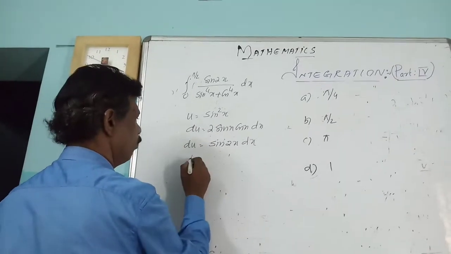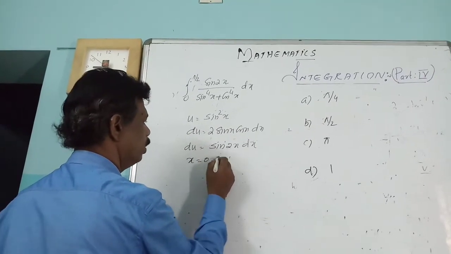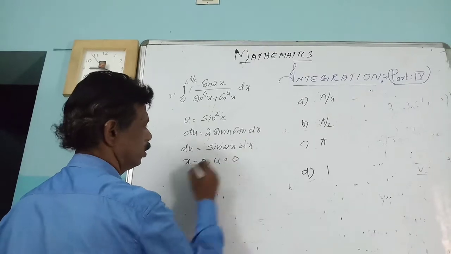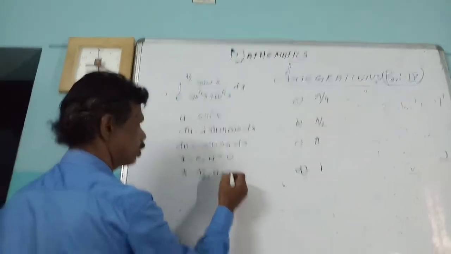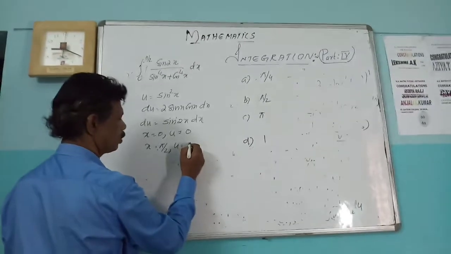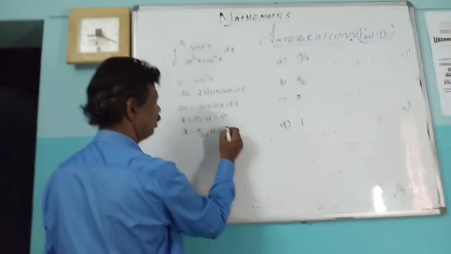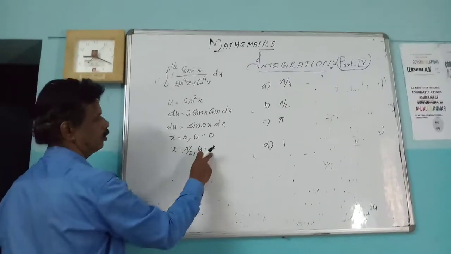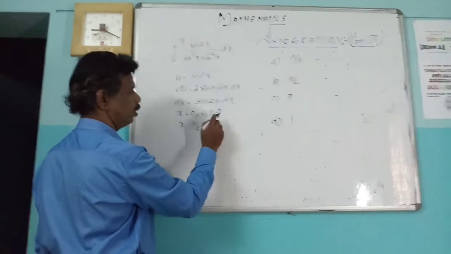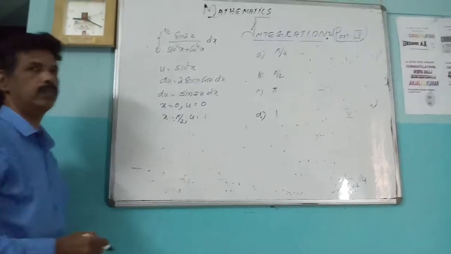Change the limit. When x is equal to 0, u equal to sin square 0, which is 0. When x equal to pi by 2, u equal to sin square pi by 2. The value of sin pi by 2 is 1, so sin square pi by 2 is equal to 1. So x equal to 0 gives u equal to 0, and x equal to pi by 2 gives u equal to 1.